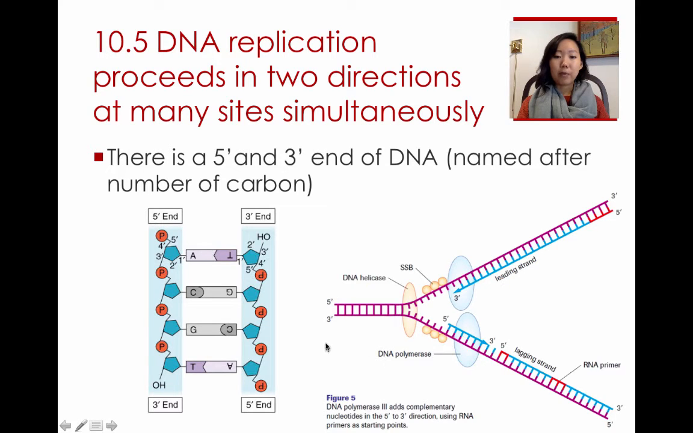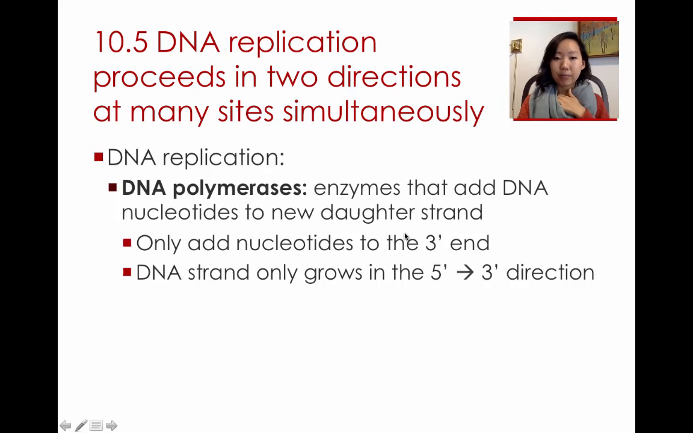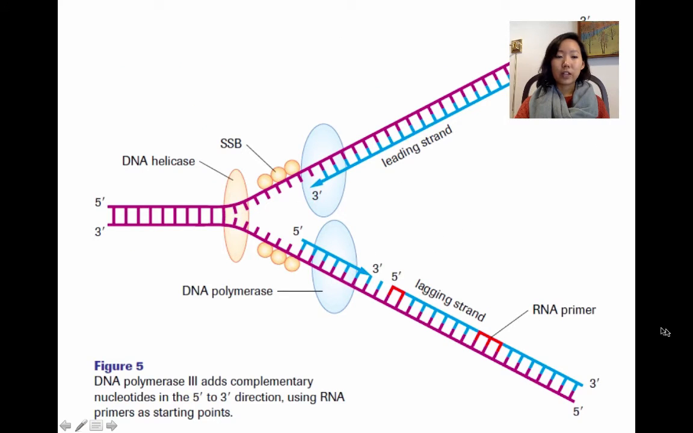DNA is named after the 5' to 3' strand. The strands run in anti-parallel directions, which means they go in opposite directions. In DNA replication, you have enzymes called DNA polymerases. These are the enzymes that go in and add DNA nucleotides to the new daughter strand. Now, these DNA polymerases can only add nucleotides to the 3' end. What that means is a new DNA strand can only grow from 5' to 3'. To make that a little bit more clear, if you take a look at this picture, here are the original DNA parent strands. You have the 5' to 3', and then you have the 3' to 5'.